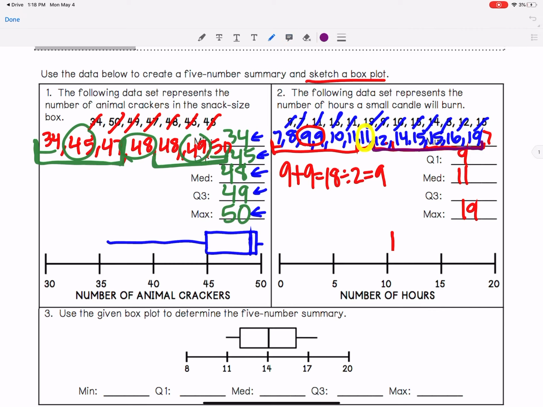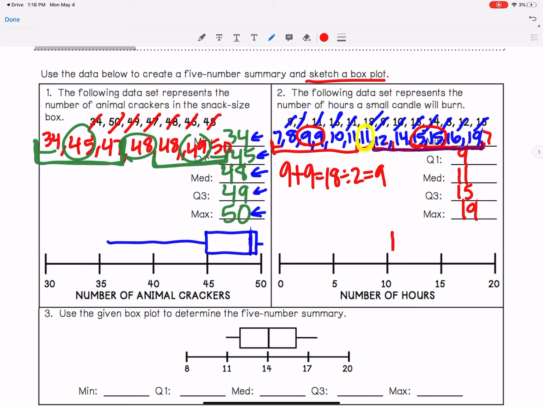Okay, so looking from 12 all the way up to 19, which numbers are in the middle? I can see here that there are 2 numbers in the middle, and it is 15 and 15, and the average of that is going to be 15. So my third quartile is going to be 15. So I can start marking right now.